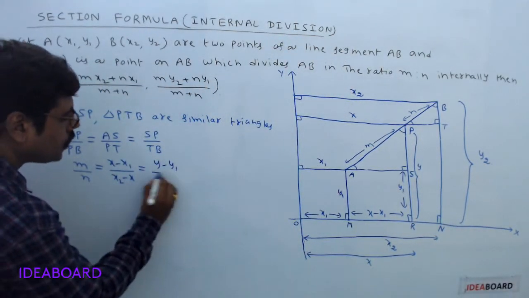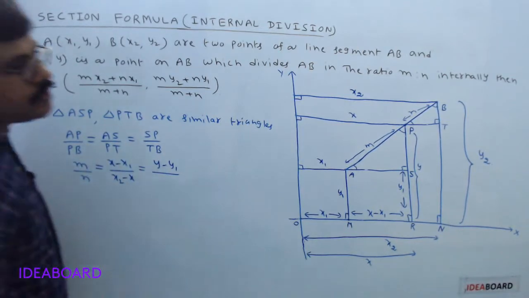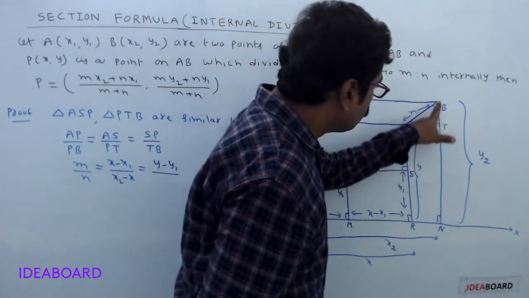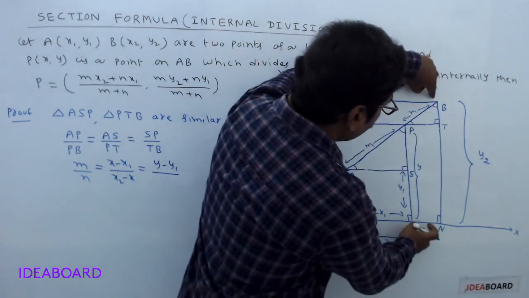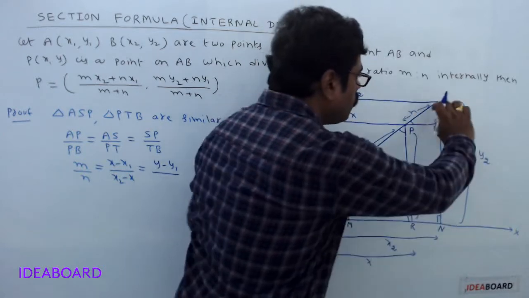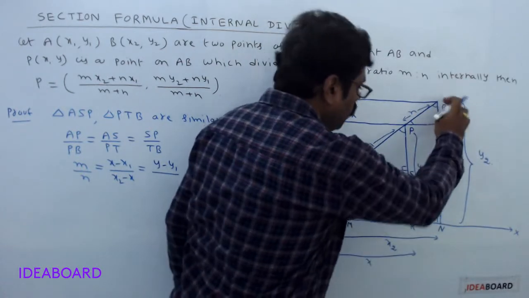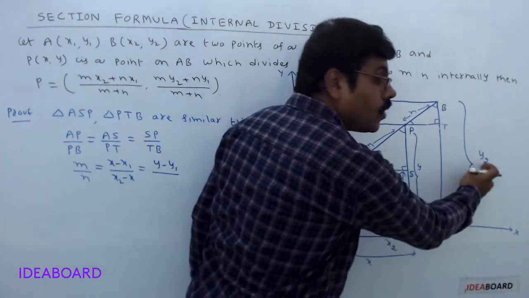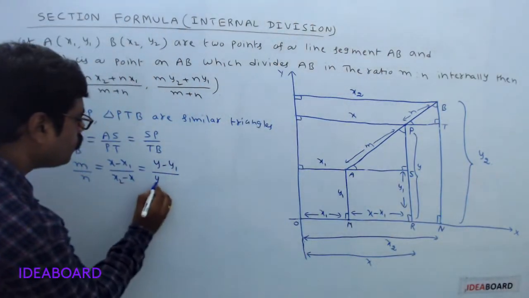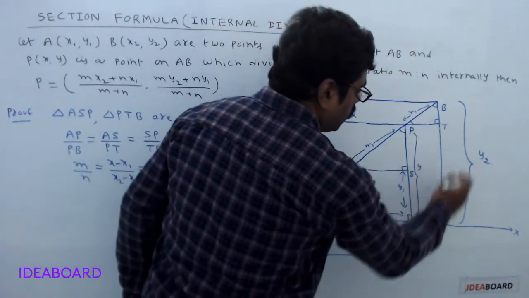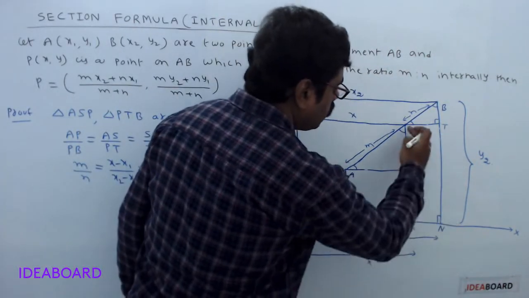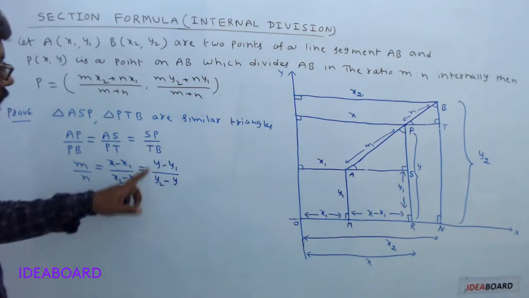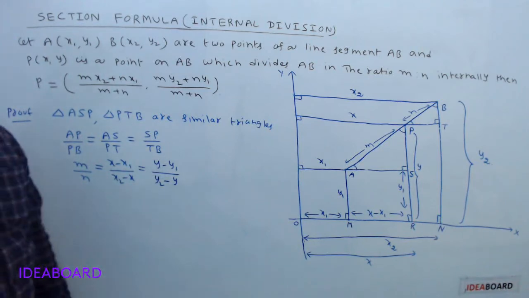So Y minus Y1 divided by TB. This small portion will be required. So this part will be taken as BN minus TN. BT can be taken as BN minus TN. BN value is Y2, so it is Y2 minus TN. What is the value of TN? TN is nothing but Y. So TB can be taken as Y2 minus Y.